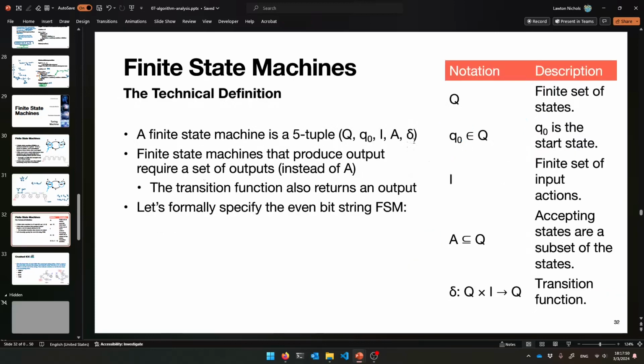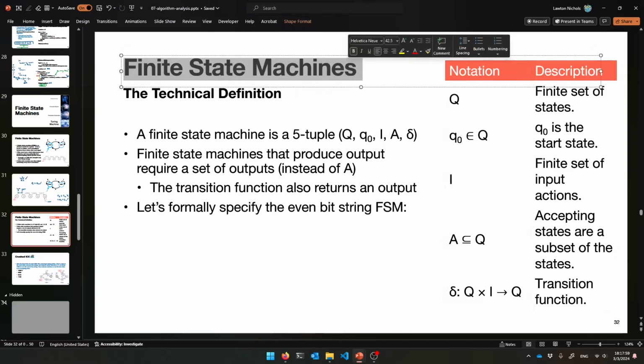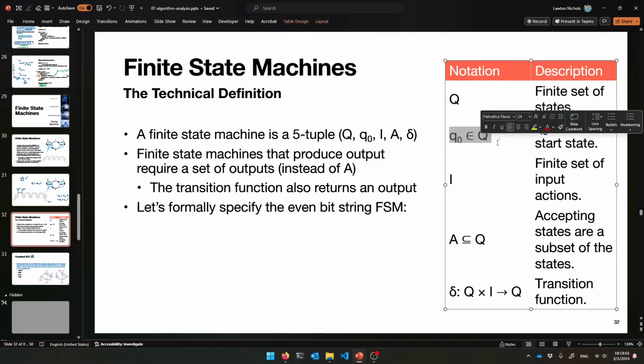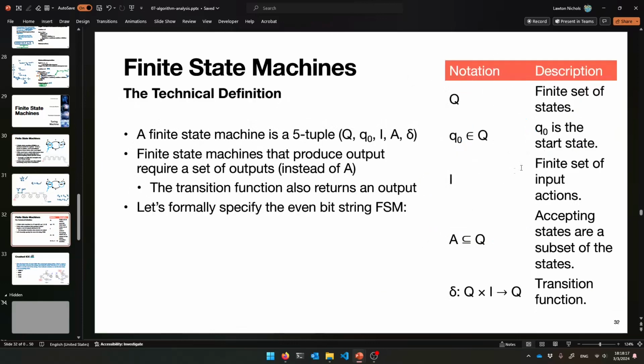Here's what a finite state machine needs to define it. You need a set of which states are in the machine. That's Q, your set of states, and it's finite. And then q0 better be one of your states, that's your start state. You always need a start state, you need to know where this machine begins its life. Then I stands for input actions, the things that you can feed into the machine. We're feeding in 1s and 0s, so our input actions are either a 0 or a 1 for this particular state machine. Those are the valid things you can give it to move around in the machine.